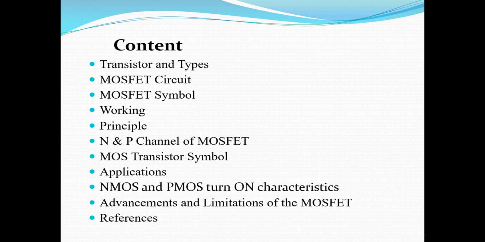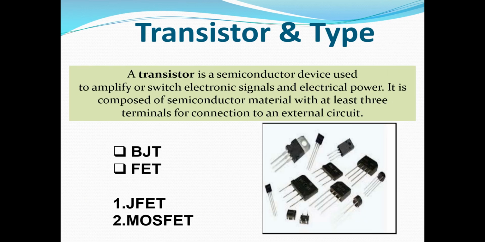The contents which we are going to study in this lecture regarding the MOSFET are: first, transistor and types; MOSFET circuit; MOSFET symbol; working principle; N and P channel of MOSFET; MOS transistor symbol; applications of MOSFET; NMOS and PMOS turn on characteristics. Then come the advancements and limitations of the MOSFET, and last, what is meant by MOSFET and its details. The first one, transistor and types.